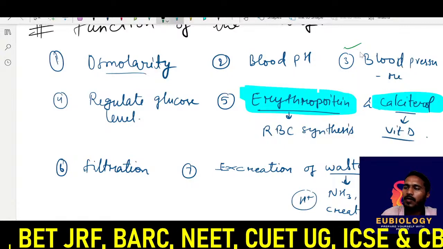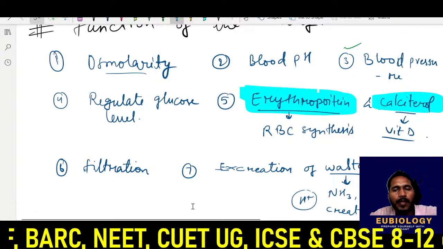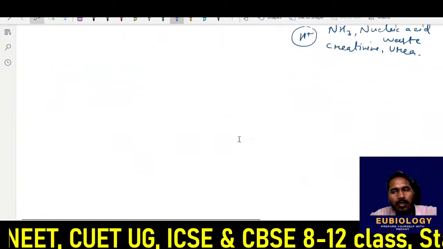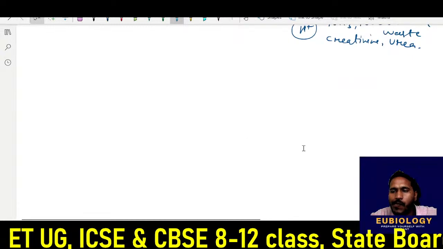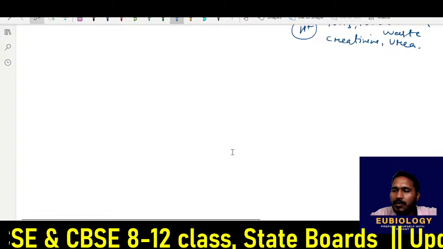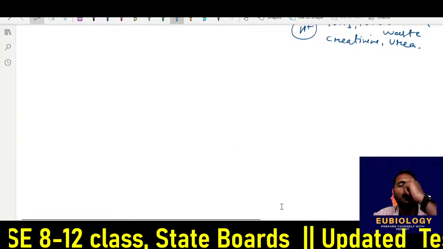And this is the important thing which we will read in this class: how it will regulate the blood pressure. So for today's class, this much only. We'll continue our class.